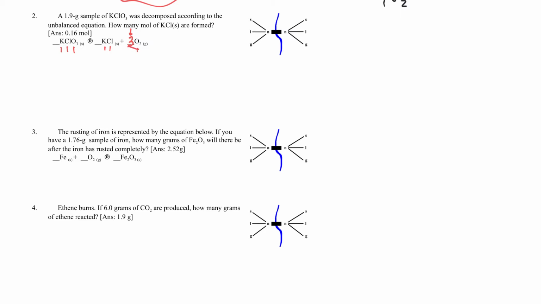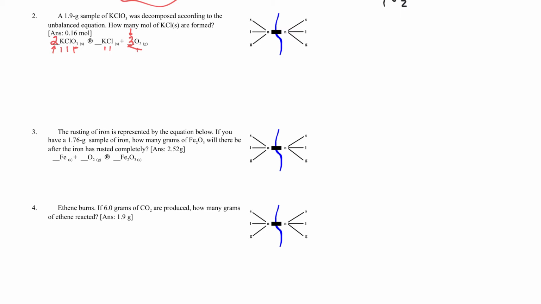So that gives me 6 oxygens on this side. But now I only have 3 on this side, so what number do I need to put in front of there? It's something that when you multiply by 3, you get 6. So yeah, it'd be a 2. Good. So now I've got 6 oxygens.